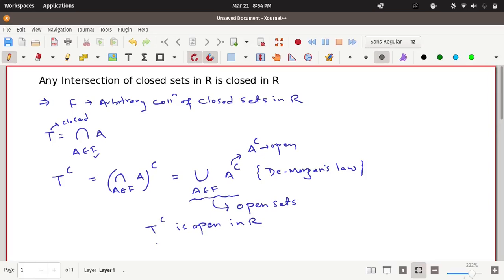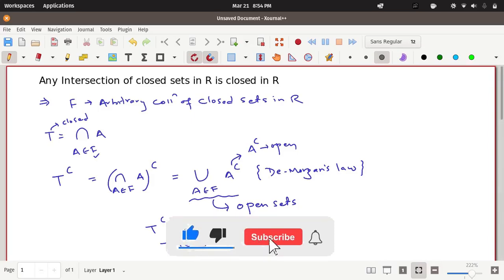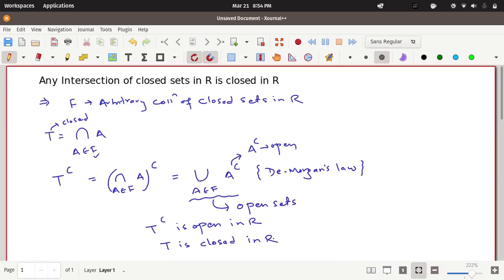So we can say that T is closed in R. This is by the definition of a closed set: since its complement is open, the set is closed in R. In this way, we have proved that any intersection of closed sets in R is closed in R.